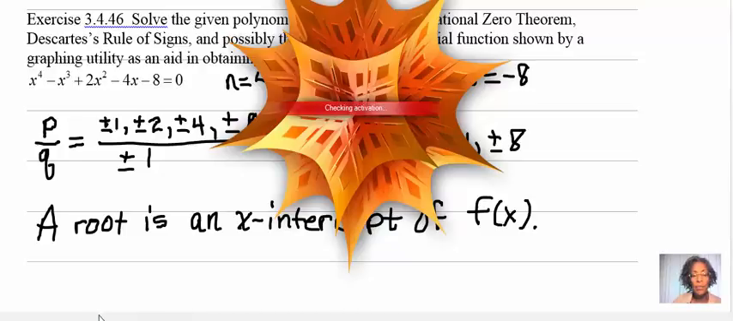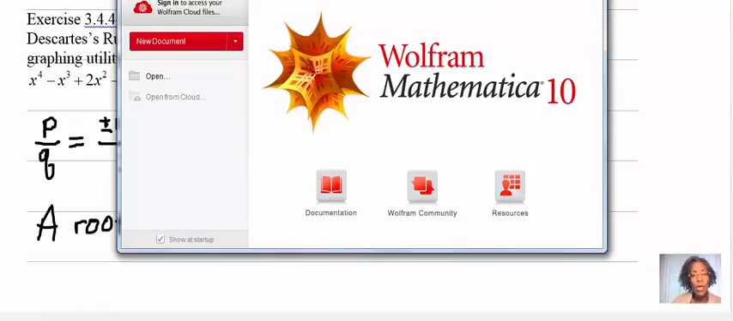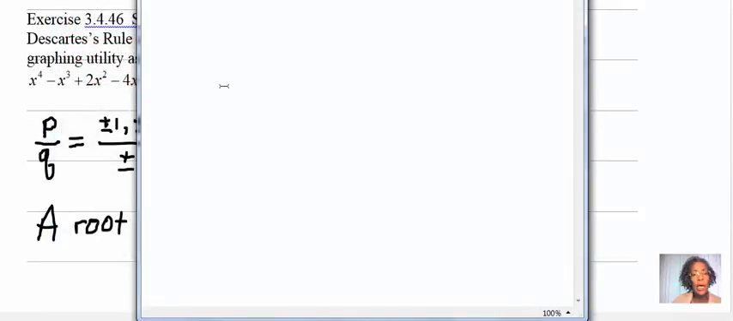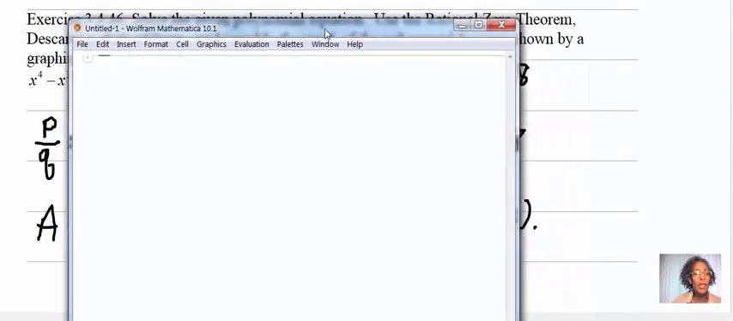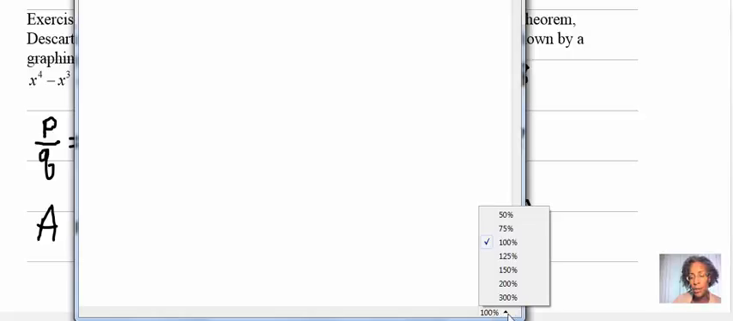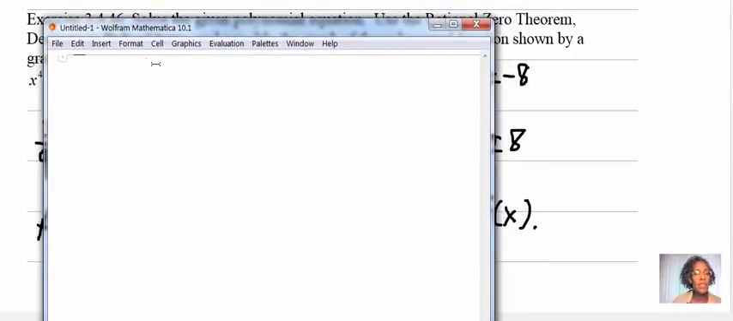Mathematica will open up. This is a powerful software system that I've used for many years, but it does take a little bit of getting used to, but I'm going to show you how to use it to graph. Essentially I'm going to tell it that I want to open a new document, which is what Mathematica calls a note. And I'm going to magnify this by clicking on the arrow next to the percentage, and I'm going to tell it to make it 200%. That gives me something nice and visible.